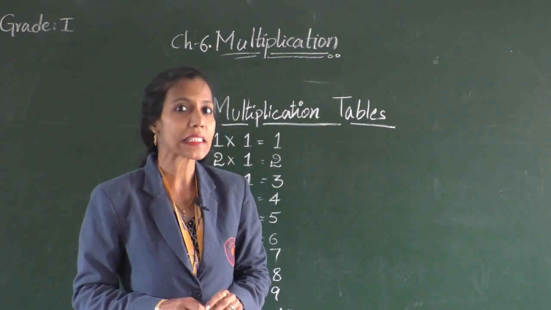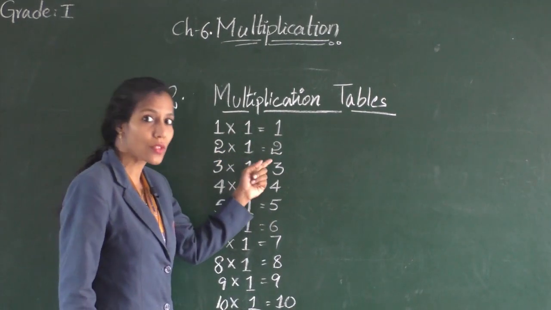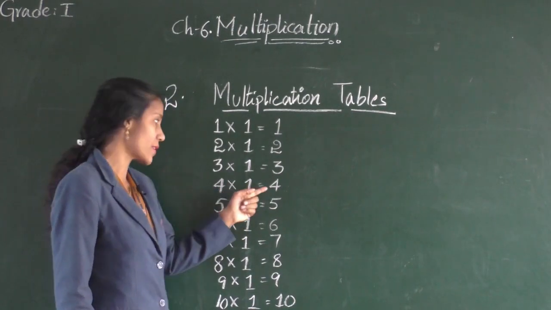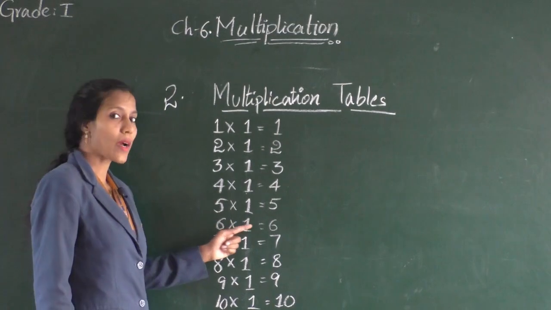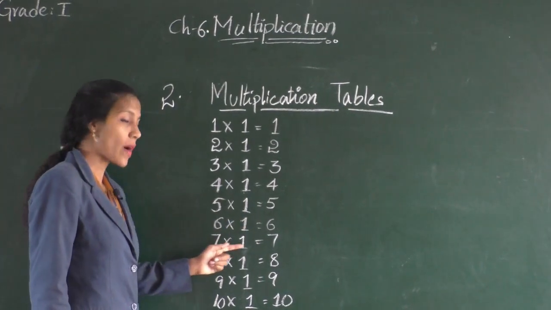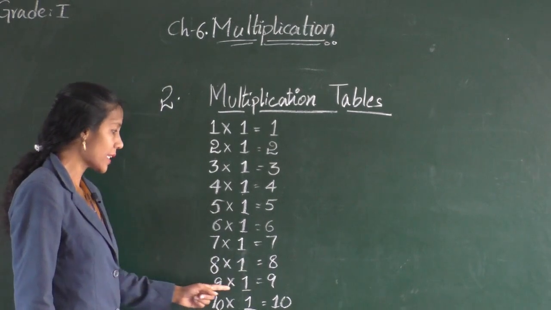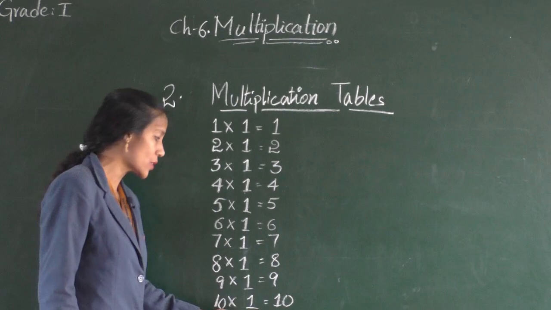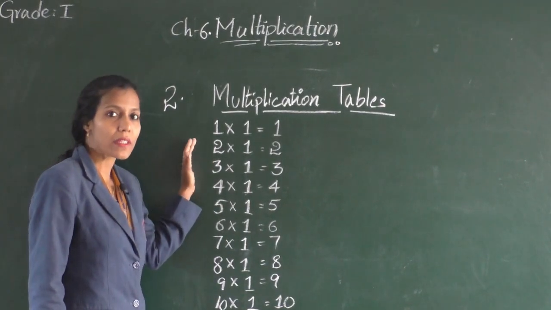So how do we write this ones table? 1 into 1 is 1, 2 into 1 is 2, 3 into 1 is 3, 4 into 1 is 4, 5 into 1 is 5, 6 into 1 is 6, 7 into 1 is 7, 8 into 1 is 8, 9 into 1 is 9 and last 10 into 1 is 10. So this is your ones table.